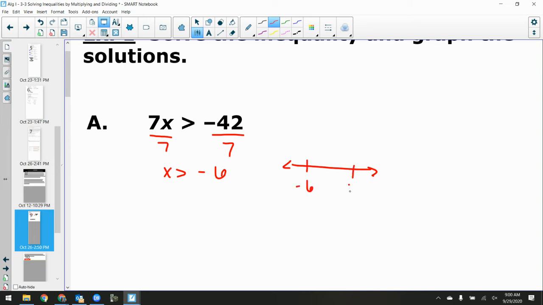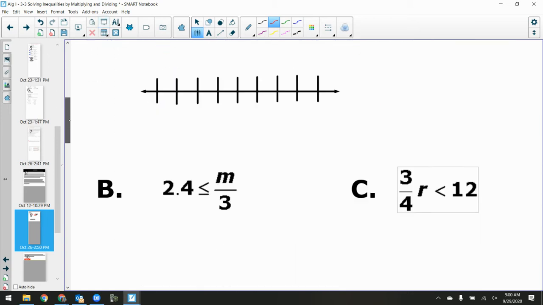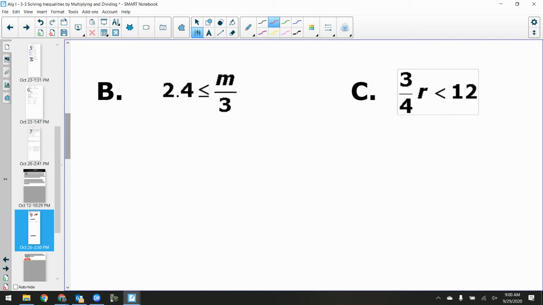We've got negative 6 and 0. Open or closed circle on negative 6? Open, going to the right. Good. Again, that means that any value that's being covered up by my arrow is a solution, like 0. If I plug 0 back in, 7 times 0 is 0. Is 0 greater than negative 42? Yes. And you can always check your answer in that way. Take a look at the next ones there.